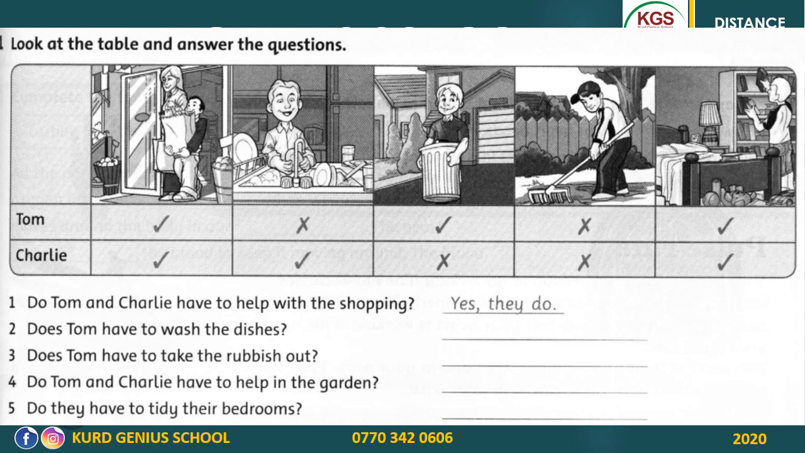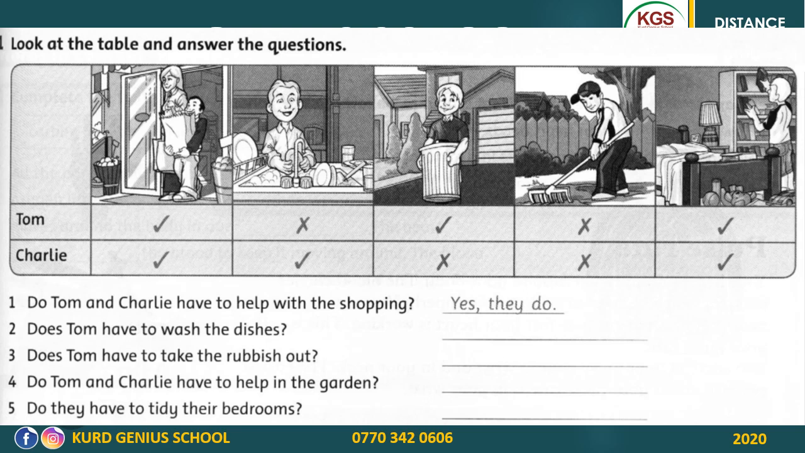Now look at the first picture and see Tom and Charlie. Do you see a tick on both blocks? Yes, there are 2 blocks. So the answer is yes, they do. They do have to help with the shopping.